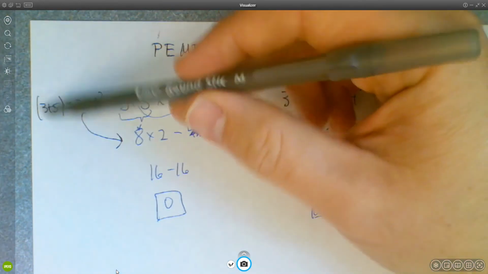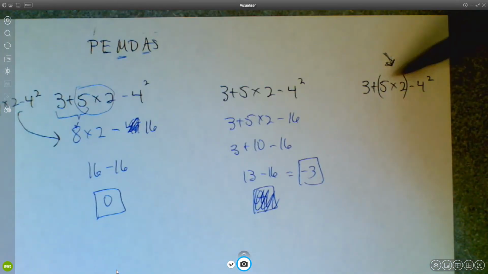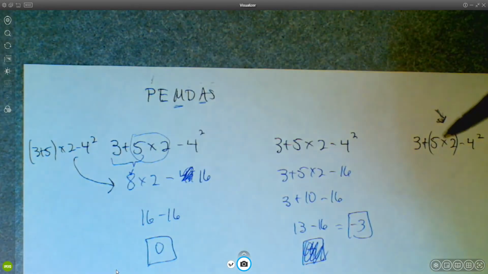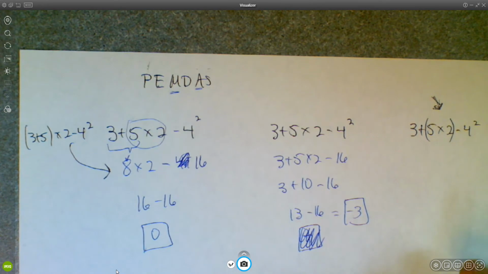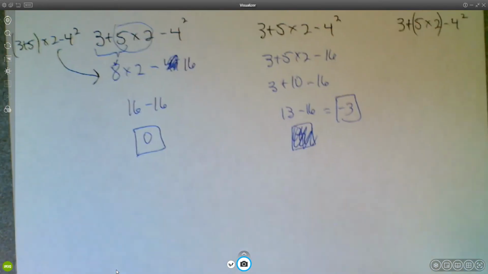So if I want to do the addition first, then parentheses are absolutely necessary. If I want to do the multiplication first, parentheses aren't necessary because the multiplication is going to be done first anyway. All right. So that's one thing that I want to say about order of operations.